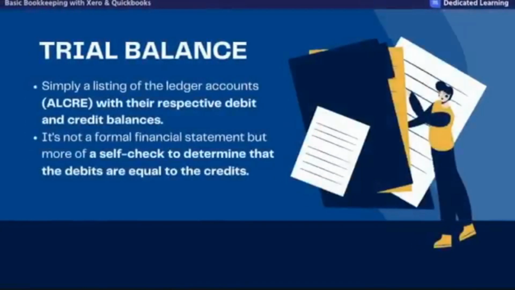Now, lastly, after the transactions have been posted or logged to the ledger, so that's what we call what contains all those ALCRE bookkeeping accounts, it's good to prepare a trial balance. Now, a trial balance is simply a listing of the ledger accounts along with their respective debit or credit balances. Basically, it's you compiling all of the assets, liabilities, capital or equity, revenue, and expense transactions, and then also split up into their debit and credit categories.